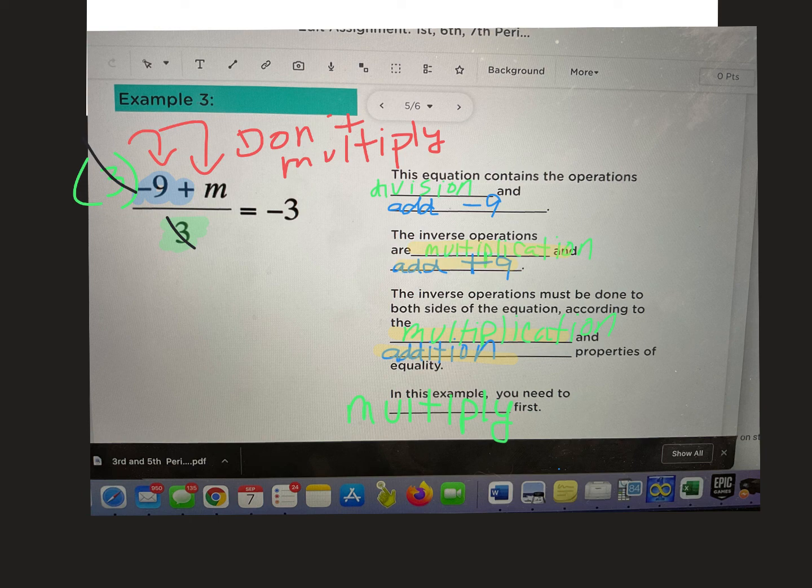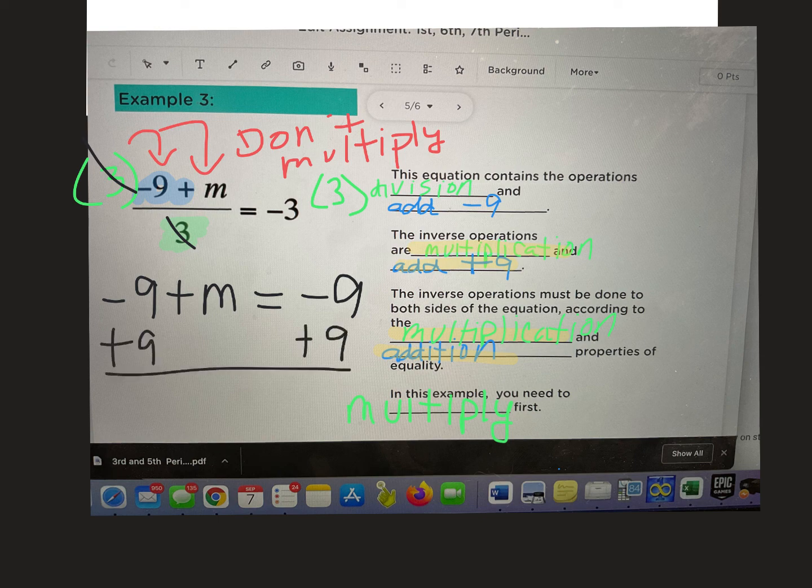So all you've got left now is that -9 plus m. Of course, what you do to one side, you know you need to do to the other side. So you've got -9 plus m is equal to -9. And last but not least, we got to cancel out the -9 with a +9. So m is equal to 0.